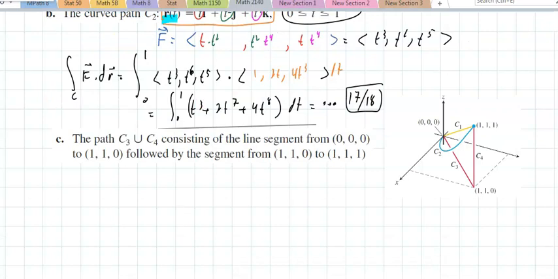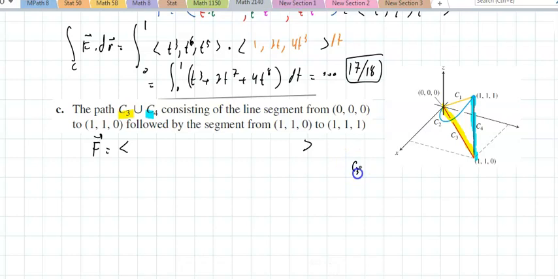And on part C, I'd like to figure out the path along C3. C3 is that path. Then I want to follow by C4 along this path. How much work is needed to accomplish that along this vector field? Well, the same. I will get F, which is the vector field, and I need to figure out what that is, right?